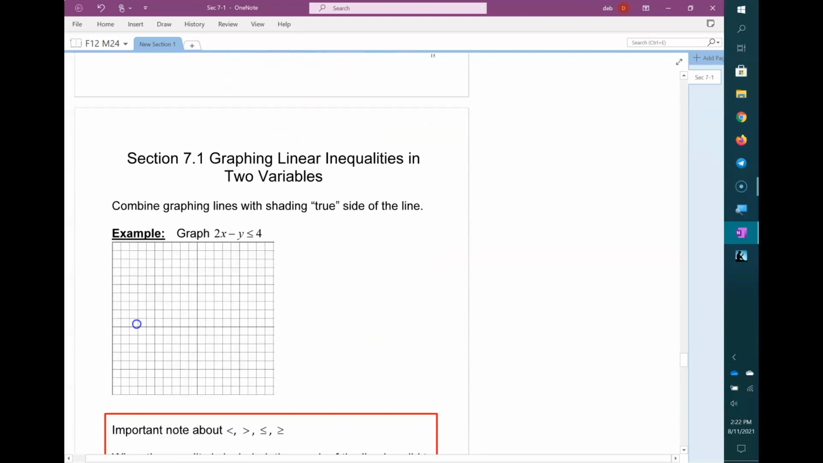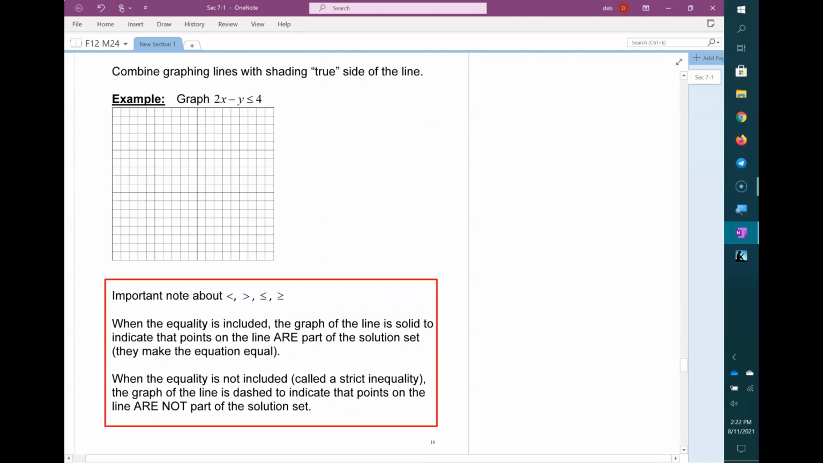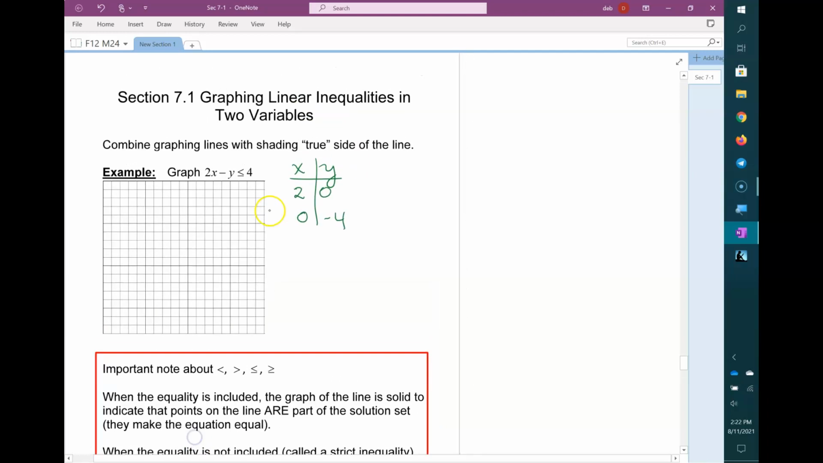So let's look at this example, and I'll do it both ways. So I would use the intercept method for drawing this line. So I would say when y is 0, x is 2. And when x is 0, y is negative 4. So go ahead and label your x and y axes. And then (2, 0) is on your line, and (0, -4). And then I always put additional dots so I can keep the line nice and straight. So there's my line. So now I can test (0, 0).